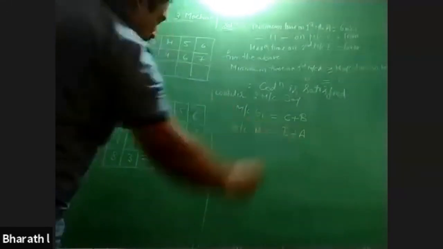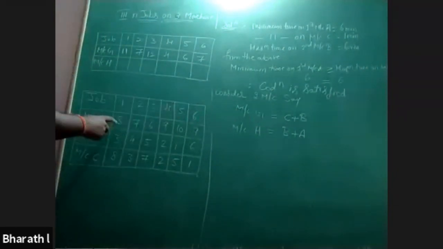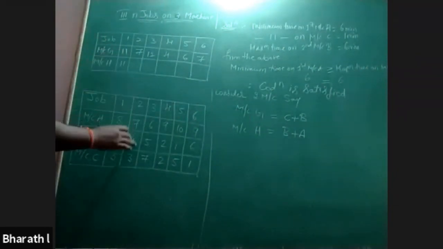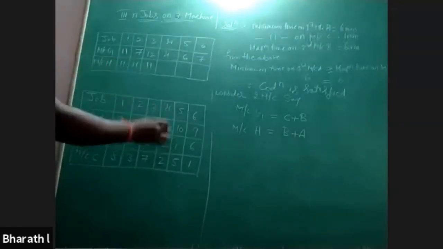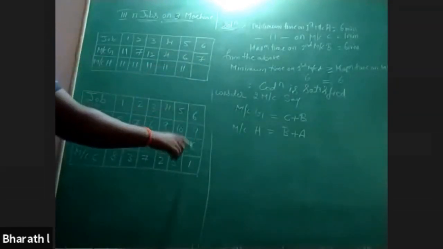Then similarly, for machine H, we need to consider B plus A, or A plus B. 8 plus 3, 11. 7 plus 4, 11. 6 plus 5, 11. 9 plus 2, 11. 10 plus 1, 11. 9 plus 6 is 15. Then next, after reducing the table into 2 machines, we use the Johnson algorithm to find the sequencing.